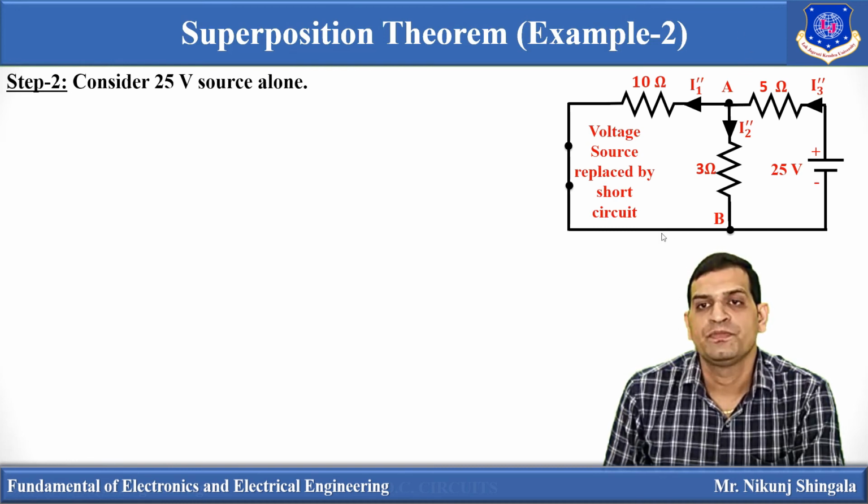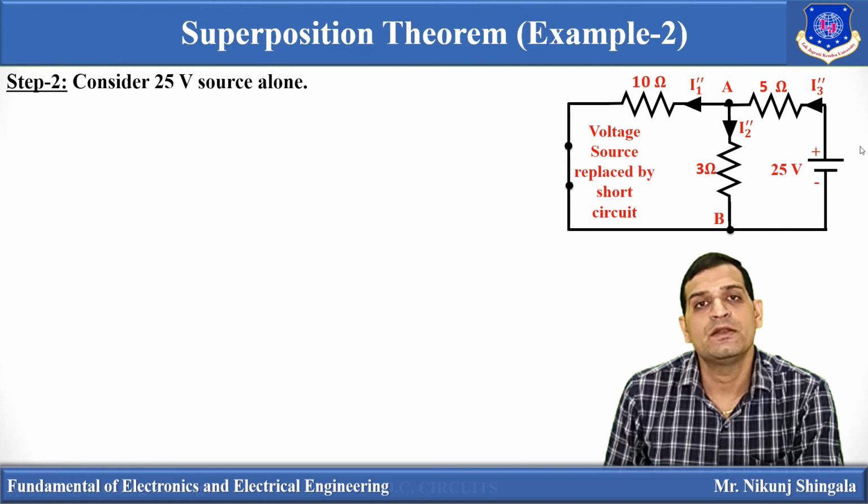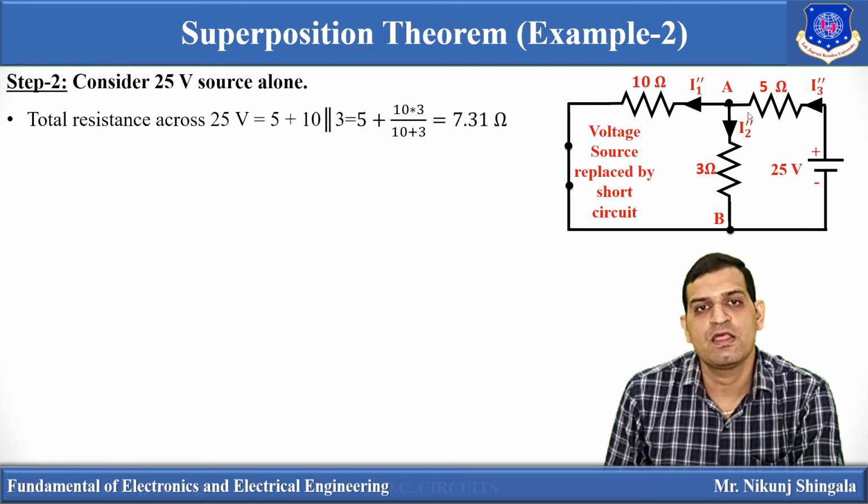Now in this case we have to first find the total resistance to determine the current supplied by the 25 volt battery. So to determine the total resistance, we have to see from this side. So the total resistance becomes 10 parallel 3, plus 5. So 5 plus 10 parallel 3, that is nothing but 7.31 ohm. That is the resistance across the 25 volt battery.